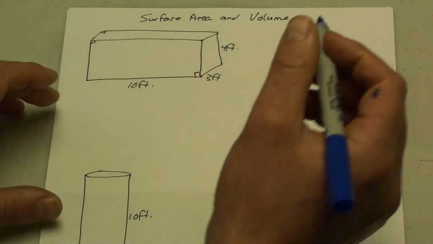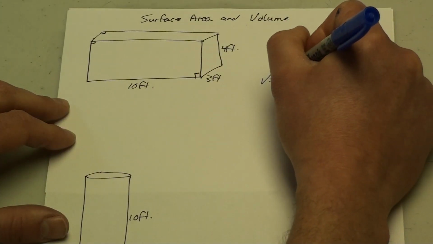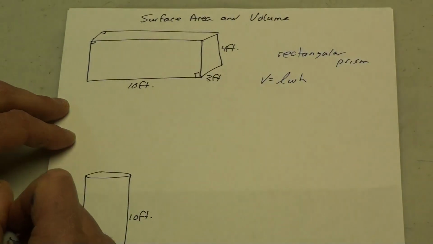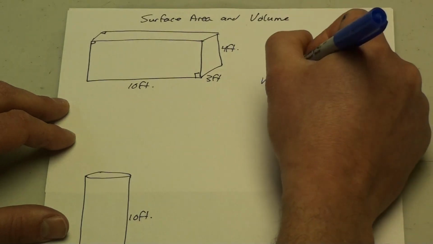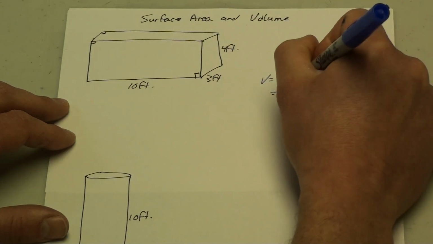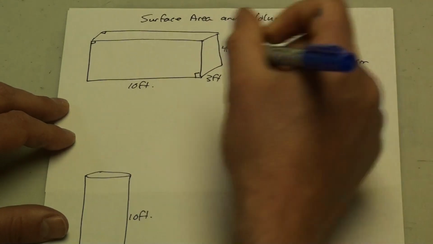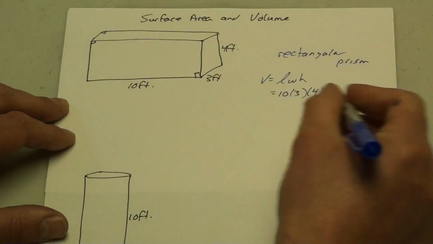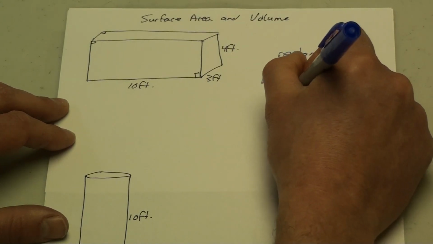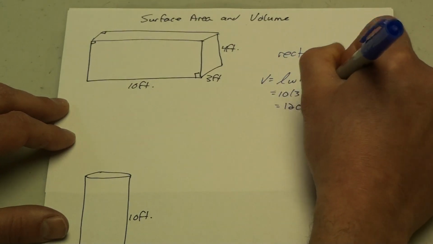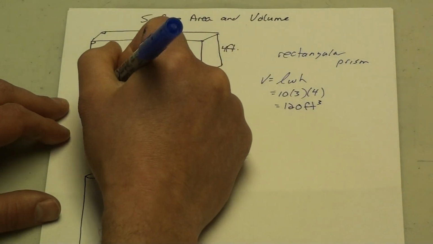Now for this rectangular based prism, my volume would be the formula length times width times height. So I take my values that I'm given and I just put in the formulas. So I'd have 10 for my length, my width would be 3, and my height would be 4. Provided that all the units are the same, you don't need to make any adjustment. Multiplying them all together, 10 times 3 times 4 is going to give me 120 feet, and because it's volume, feet cubed.